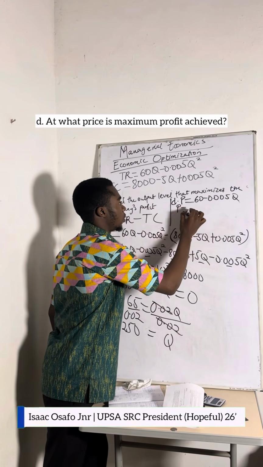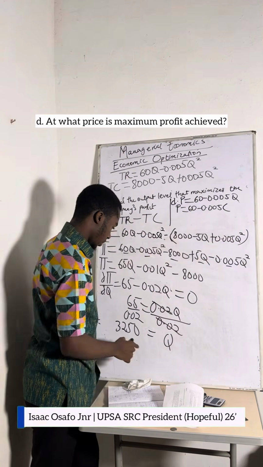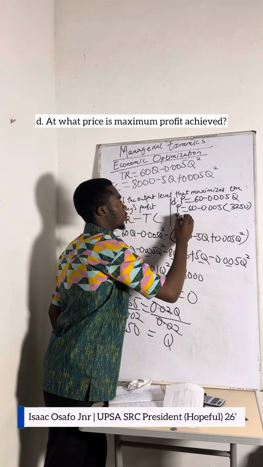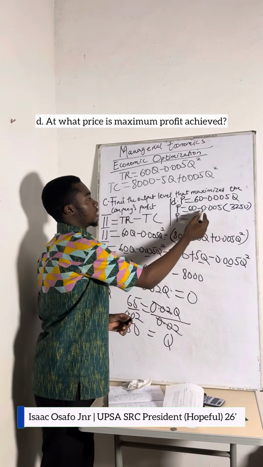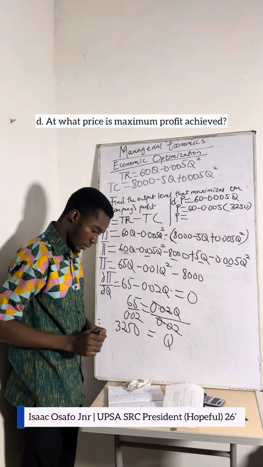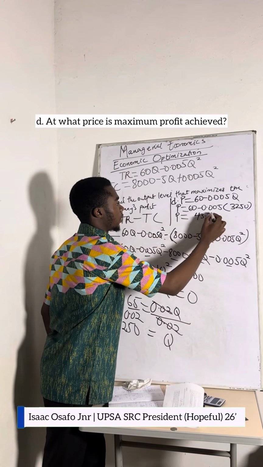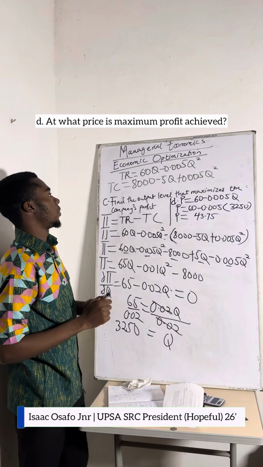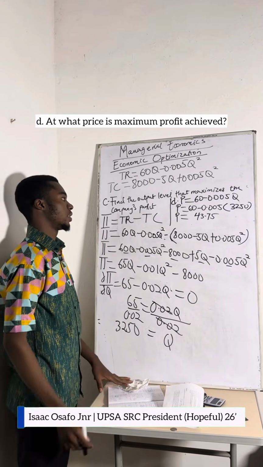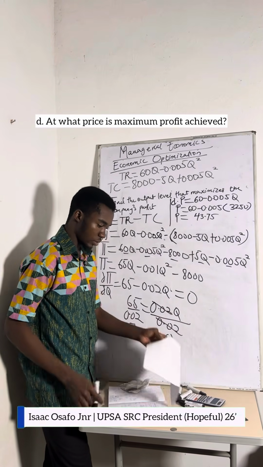So our P will be equal to 60 minus 0.005 times 3,250. When we punch all this on the calculator, we should be getting 43.75. You see this, right? So the price that will maximize the firm's or the company's profit is 43.75 cedis. All right, so that's for D. Is that the last one? Okay, there's an E as well.